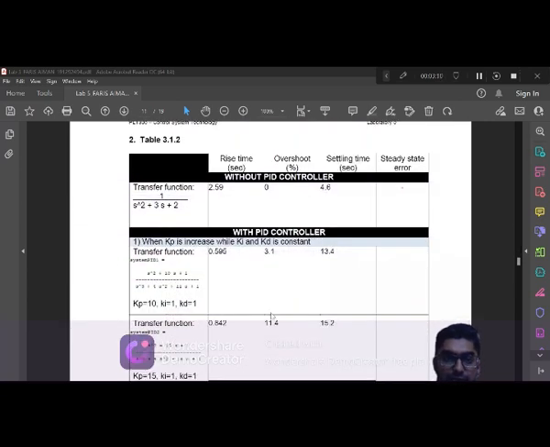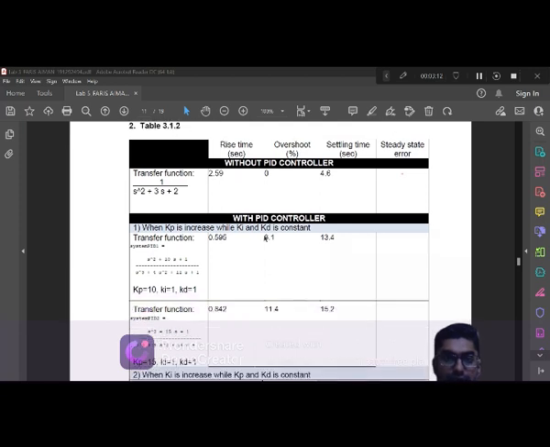Okay, this is the table for without and with PID controllers. We can see the transfer function, and this is the rise time, overshoot and settling time for all the transfer functions we put.